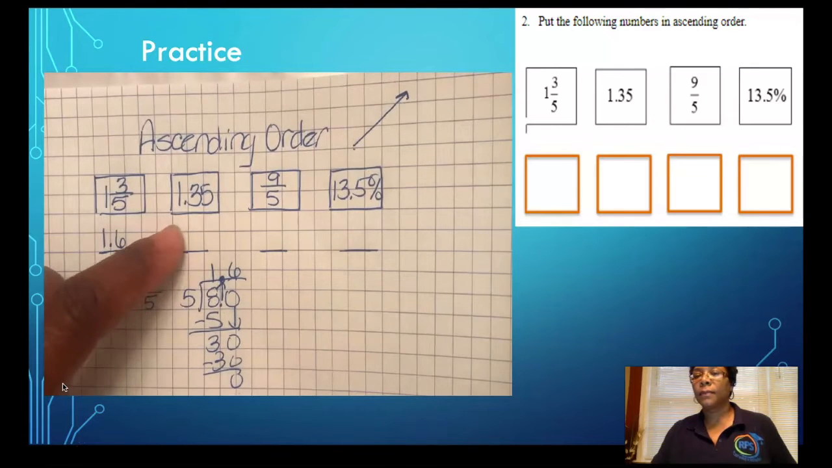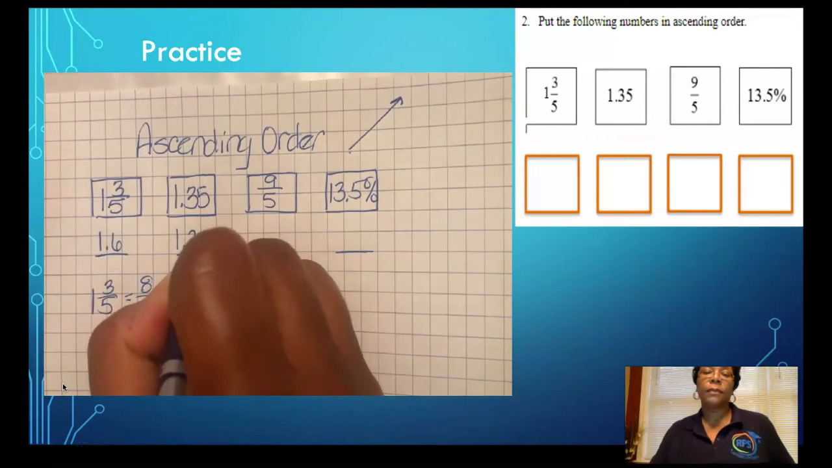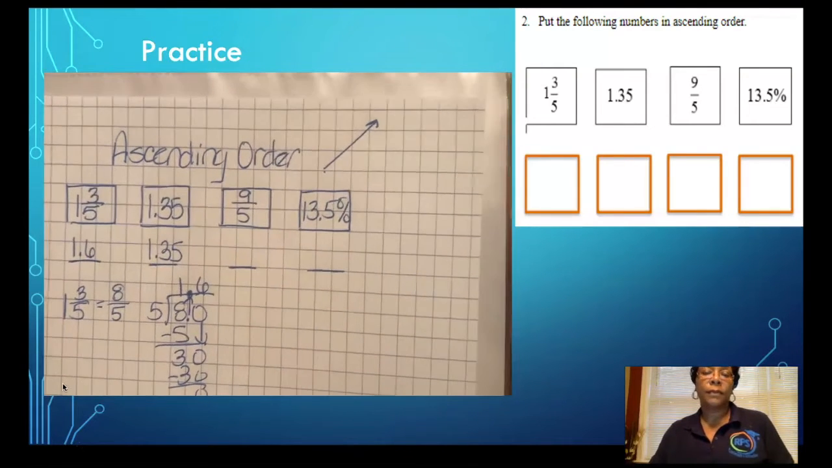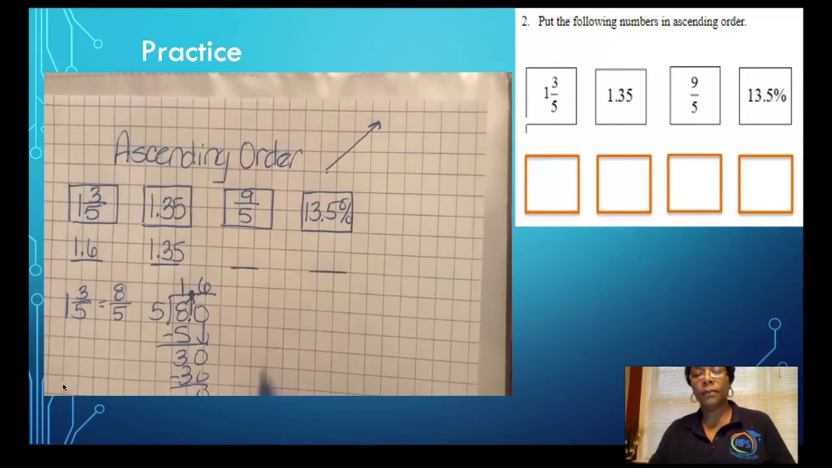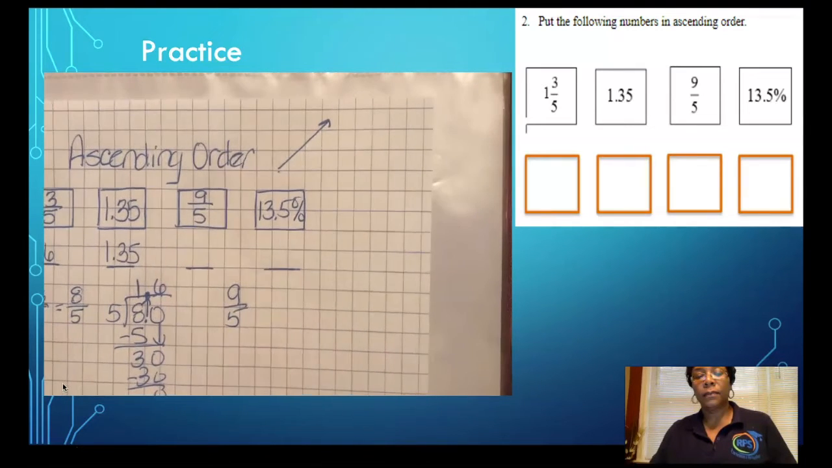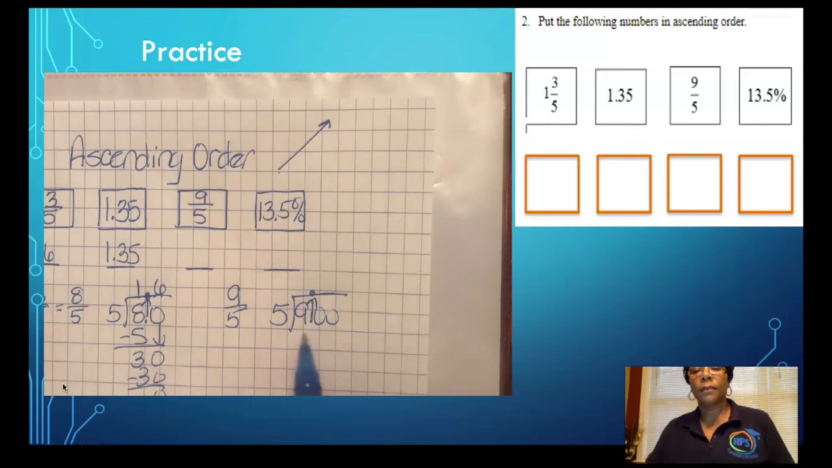Then I'm going to go to this one. Well, that's already in decimal form, so all I have to do is just bring it down. Then I have 9/5. So now I'm going to change 9/5 to a decimal. So I have 9/5. Again, I'm just going to do my basic math here. The denominator's knocking at the door. Just an easy peasy way to think about it.